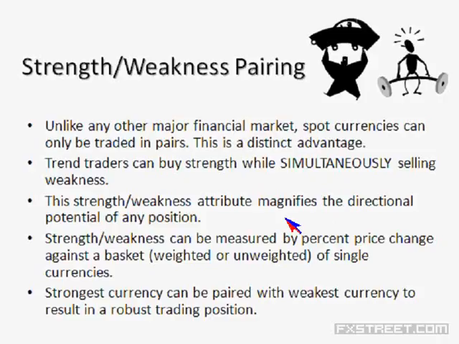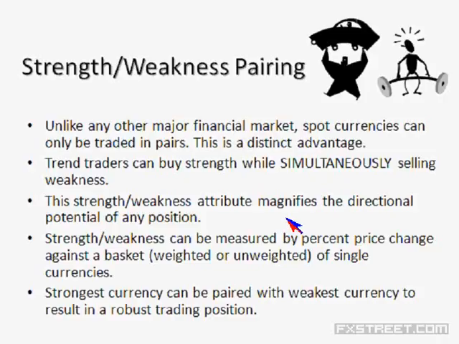Well, first of all, if you have a stock and you think it's strong and going to get stronger, then you could buy that stock. If you look at a currency pair and you think the first currency is going to get stronger and the second is going to get weaker, you are essentially doubling your directional bias. Because whenever you buy a currency pair, you are going long the first while simultaneously going short the second. So you are essentially doubling or magnifying your directional position.